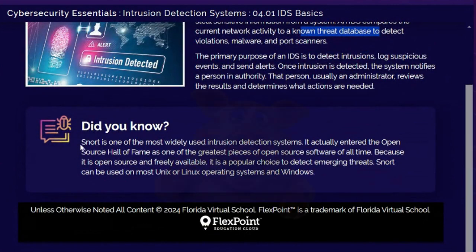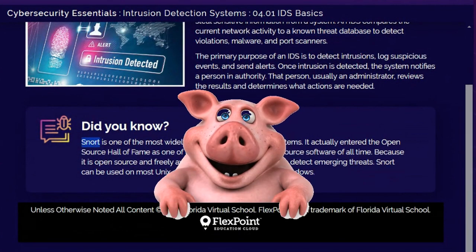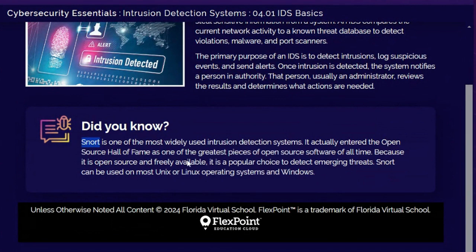Did you know Snort? Snort is one of the most widely used intrusion detection systems. It actually entered the Open Source Hall of Fame as one of the greatest pieces of open source software of all time. Open source is software that programmers write, and they don't copyright it. They don't sell it. They just freely give that code out to everyone to use. A lot of times, if you have some program that you think benefits society so much, you don't want it to be limited, you can make it open source and everyone can use it without having to pay any copyright fees or anything.